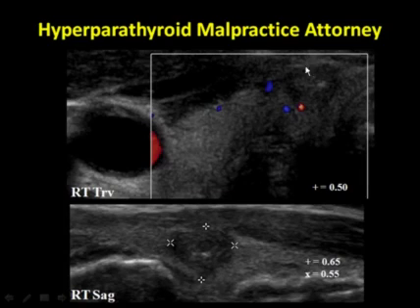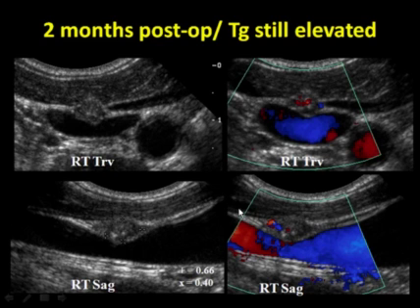And when I was reporting out this case, I noticed this small 6 millimeter lesion in the thyroid gland with a little echogenic focus. I mentioned that it probably should be biopsied prior to his parathyroidectomy because it has some features of papillary thyroid cancer. The patient did not have the lesion biopsied.